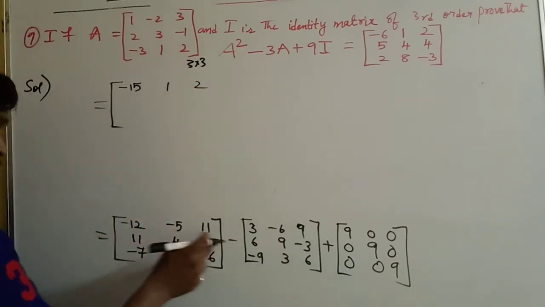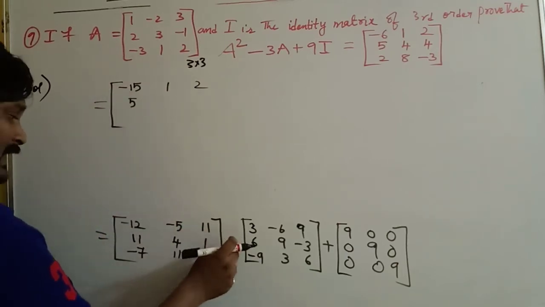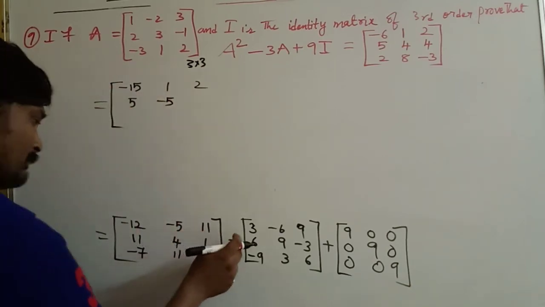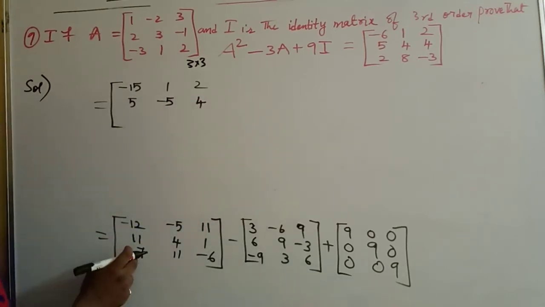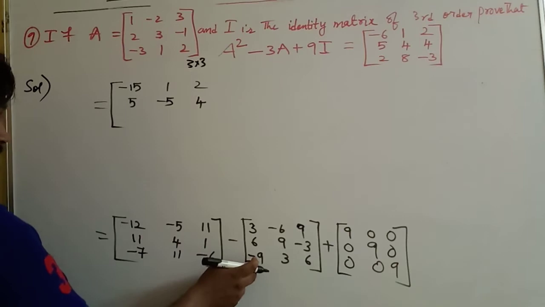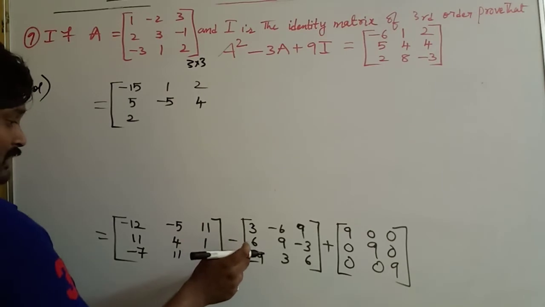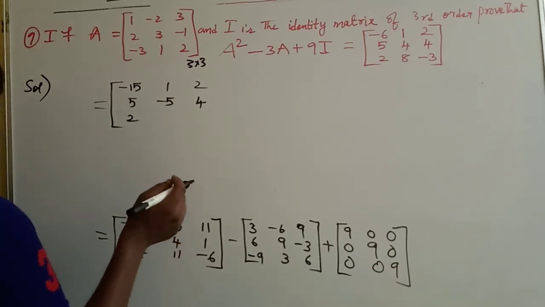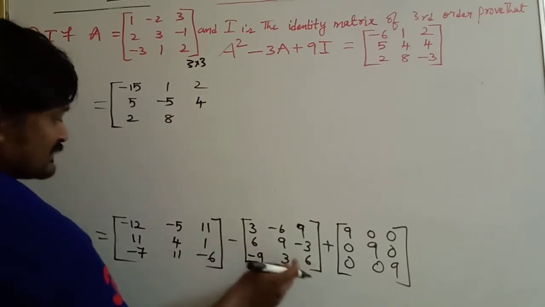Next, 11 minus 6 is nothing but 5. 4 minus 9 is nothing but minus 5. Next, 1 minus of minus 3 is nothing but plus 3. So 1 plus 3 is nothing but 4. Minus 7 minus of minus 9 means plus 9. So 9 minus 7 is nothing but 2. 11 minus 3 is nothing but 8. Right? Next, minus 6 minus 6, minus 12.